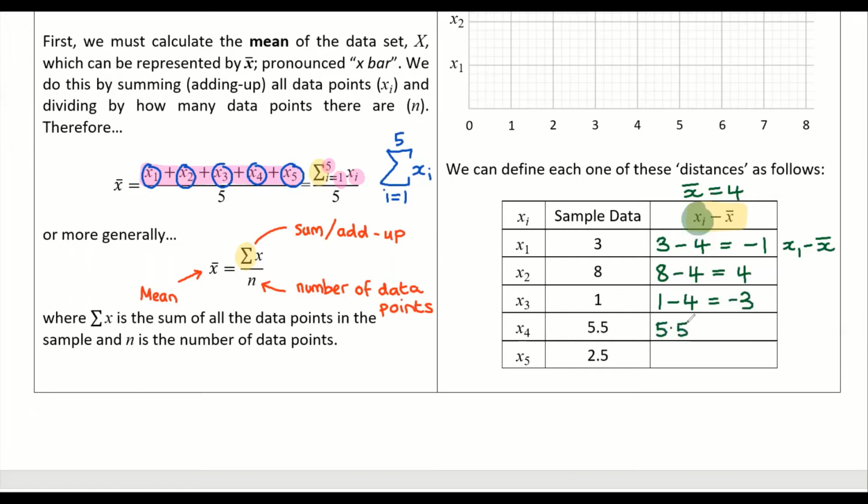5.5, subtract 4, and we got 1.5. And 2.5, subtract 4, and we got -1.5. All right, so those are all the differences between each data point and the mean. Right, what can we do with this? Well, let's have a look.